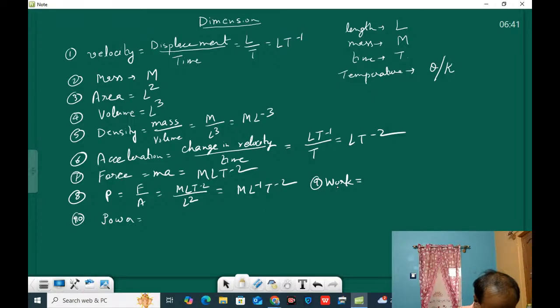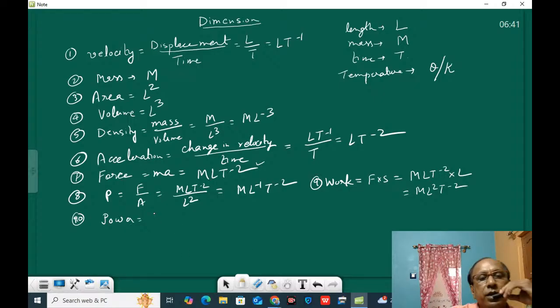What is work? Work is force into displacement. We found the dimension of force as M L T to the power minus 2, and displacement can be written as L. Therefore, the dimension of work is M L squared T to the power minus 2. That is work or energy.